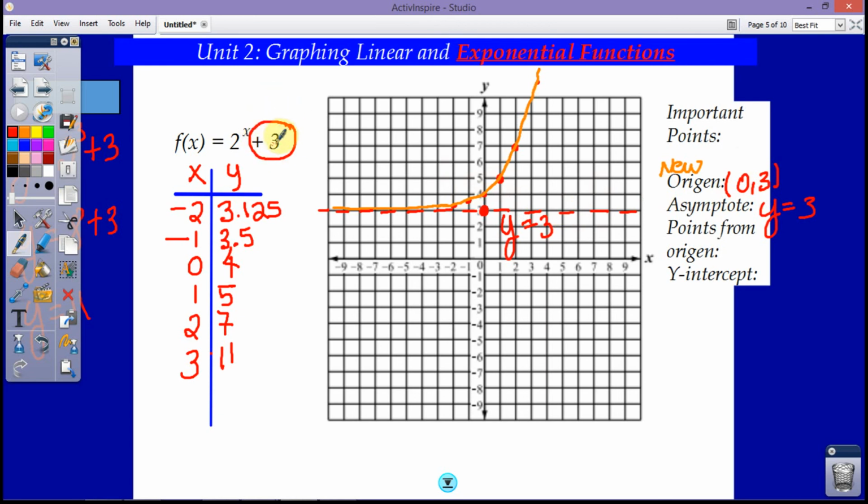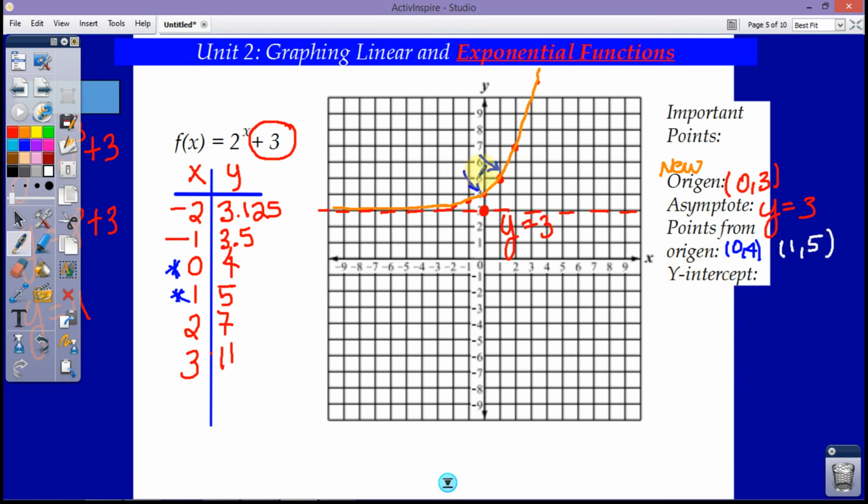So whenever you have plus 3, your graph is going to move up 3. And if you actually had minus 3, your graph will look the same, but now it will move down 3 places from the origin. So we need that important information. Let's continue with the points from the origin. Remember, those are just the next 2 points after the origin, when you plug in the 0 and when you plug in the 1. So over here you should have 0, 4 and 1, 5.